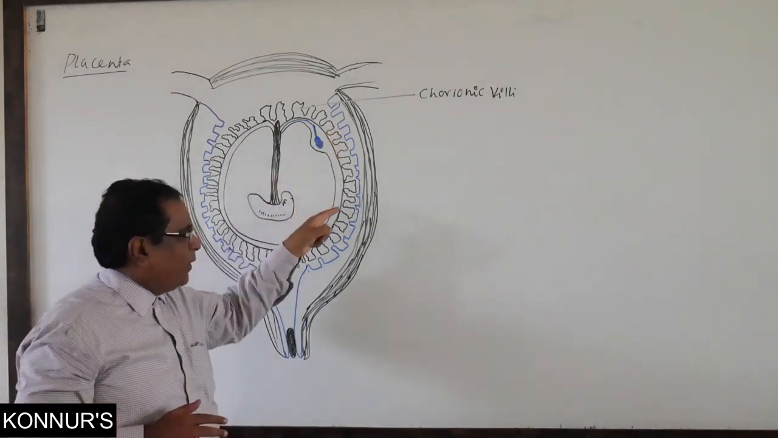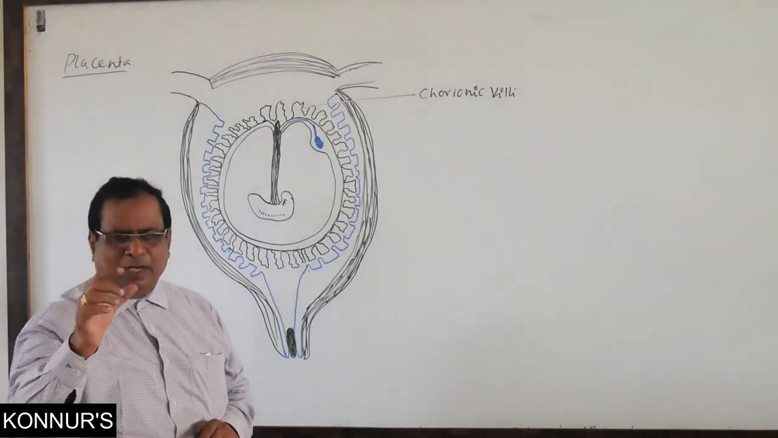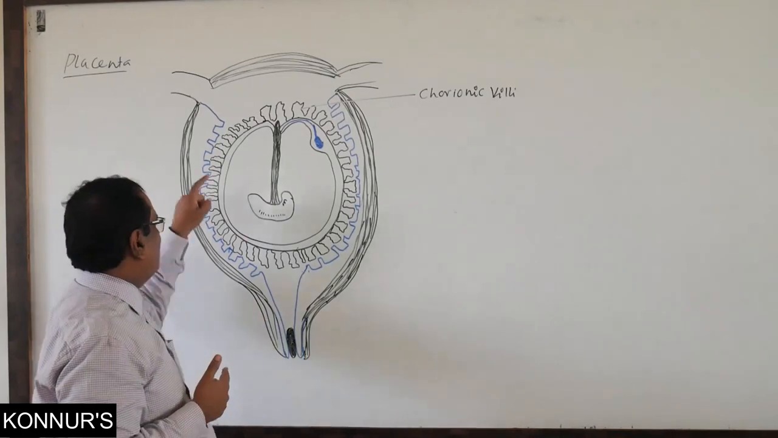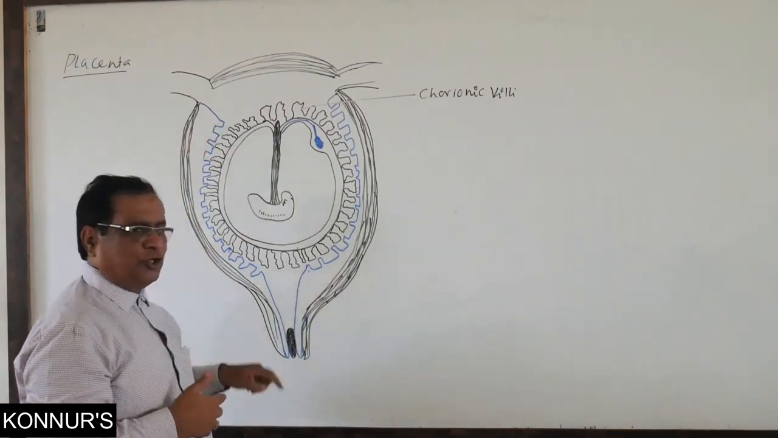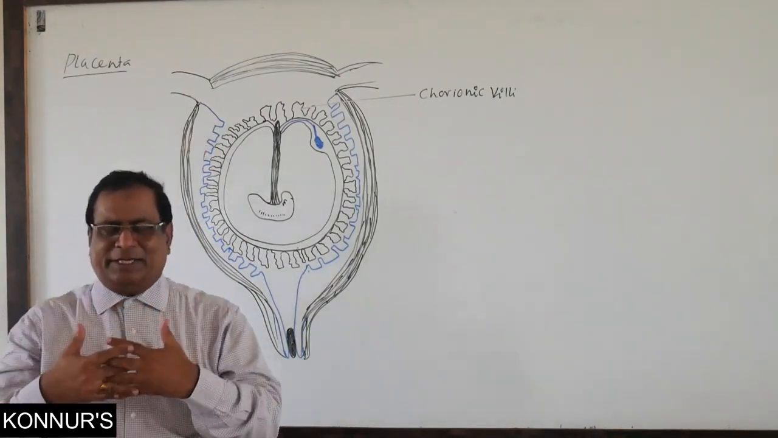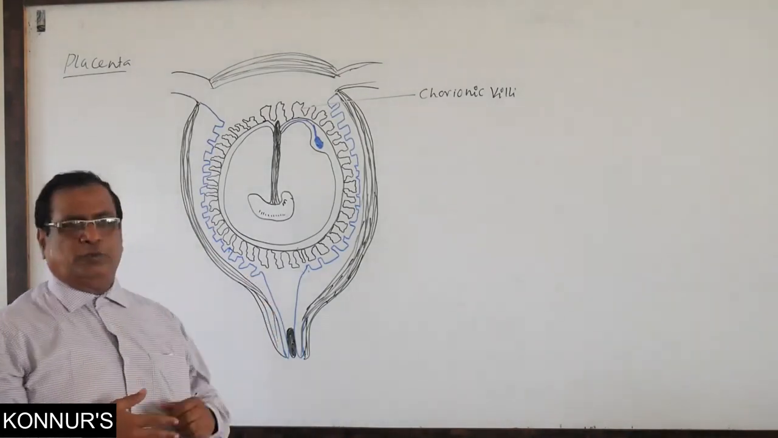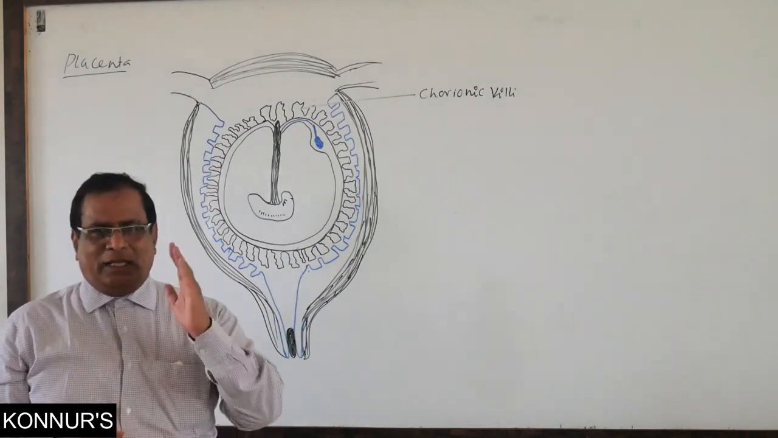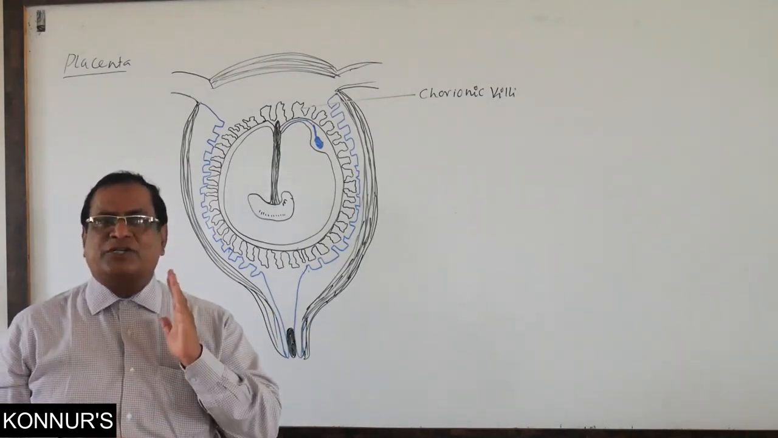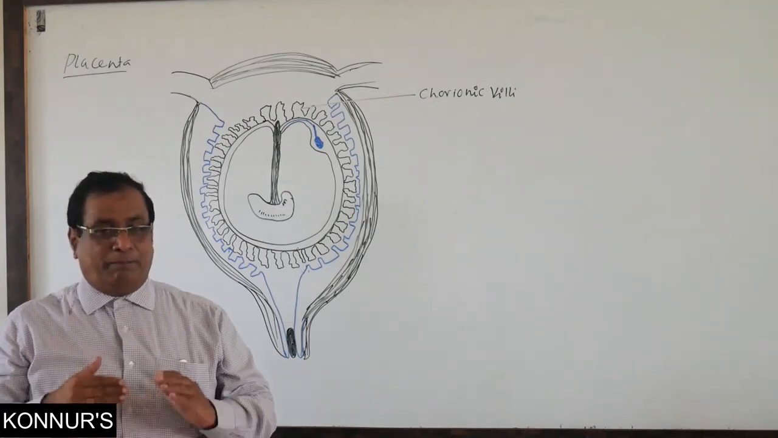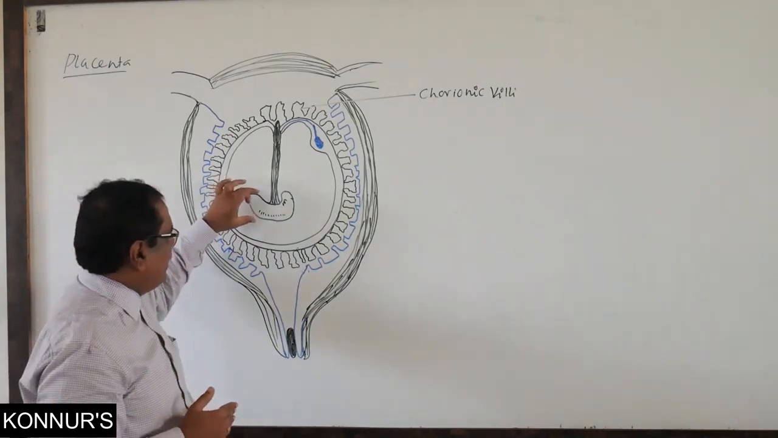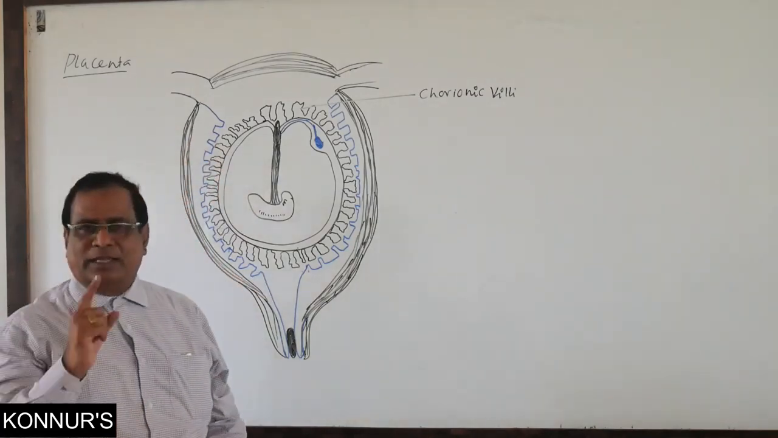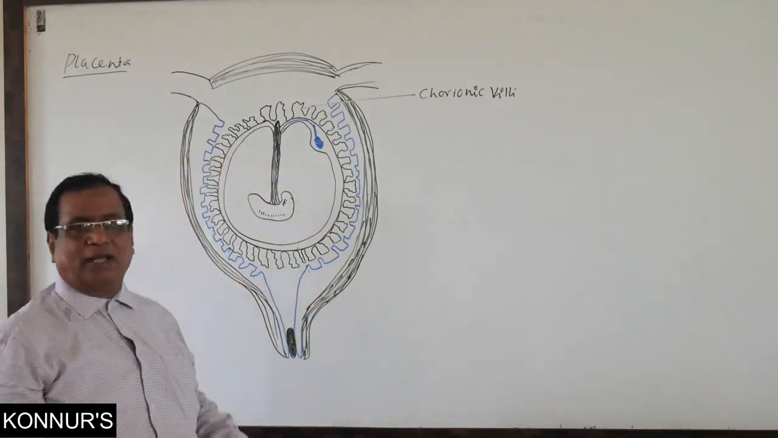These chorionic villi of the embryo are interdigitated with uterine tissue, forming a structural and functional unit between a developing embryo and the maternal body. That is said to be placenta.